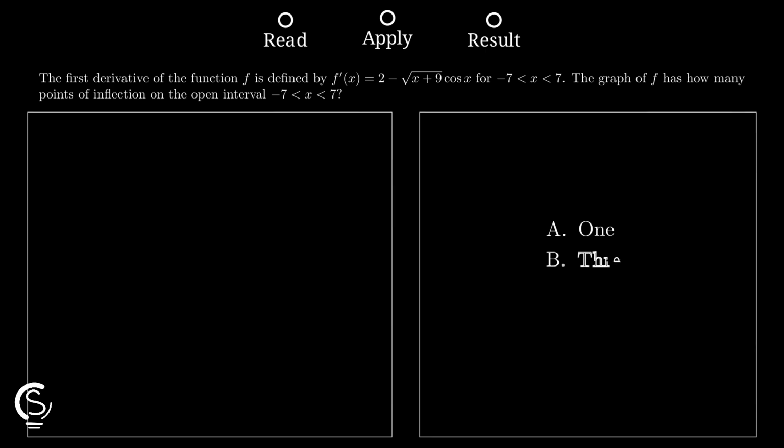To find the points of inflection for the function, we need to identify where the second derivative changes sign. This happens at the relative extrema of the first derivative function.